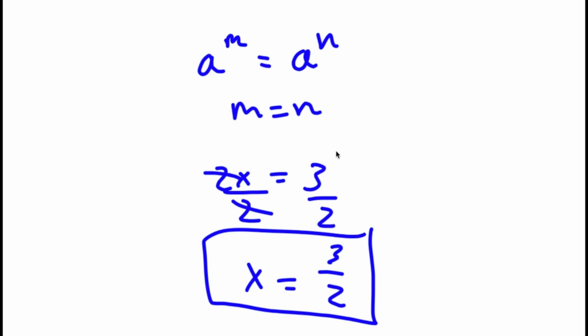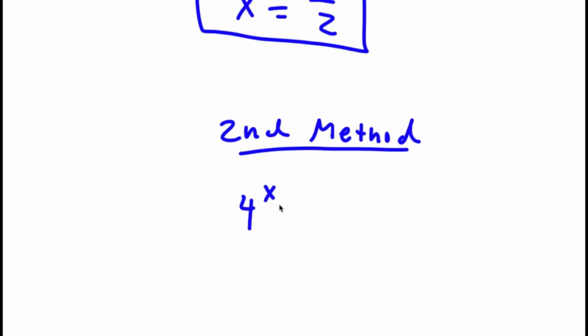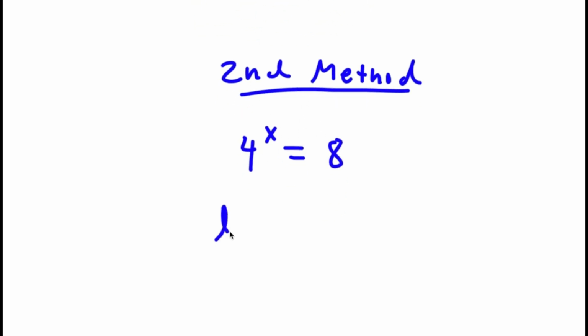Now, there's actually a second method of solving this problem. So again, I first start with 4 to the power of x is equal to 8. But this time, I'm going to take the log on both sides. So now I have log 4 to the power of x is equal to log 8.